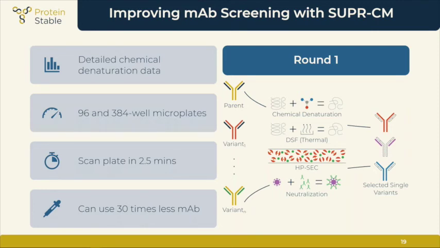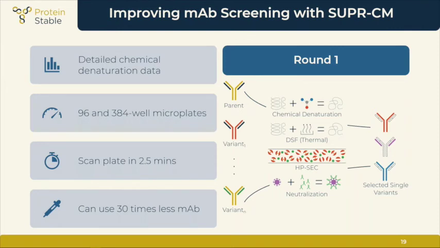We can scan a plate very rapidly, as we've shown. If you have a 384 well microplate with, say, 5 different antibody constructs measured in triplicate, with 24 denaturant concentrations, that would fit on the one 384 well microplate, and you could then acquire denaturant and stability information in about 2.5 minutes.